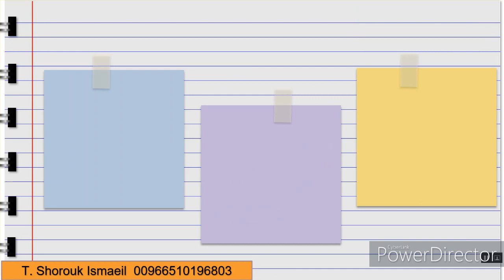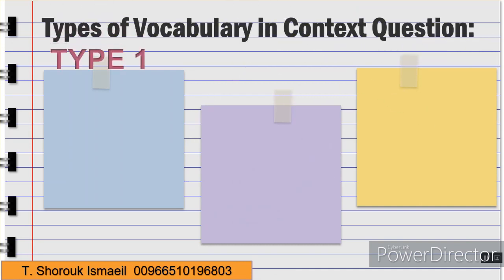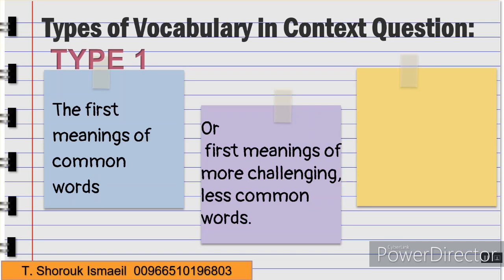Here, let's come to the types of vocabulary in context questions. Type number 1 is the meaning. We are asked about the meaning of one word. This word might be a common word, which is going to be a very easy question for you. Or you might be asked about the meaning of a more challenging word that is not common, that you maybe didn't see before. This is type number 1.